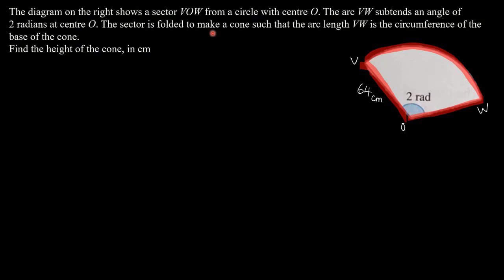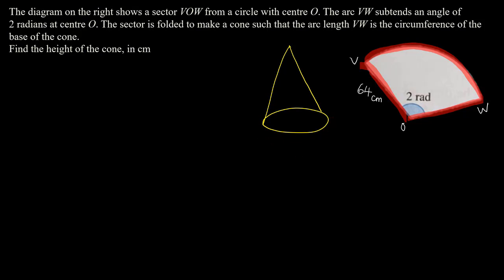So the sector is folded to make a cone such that the arc length VW is the circumference of the base of the cone. So let me draw a cone first. The sector here is folded to make a cone. So the cone will be like this. This is the cone. And the arc length VW is the circumference of the base of the cone.